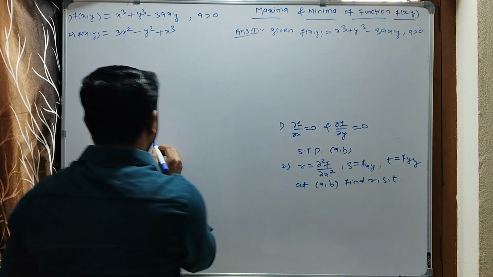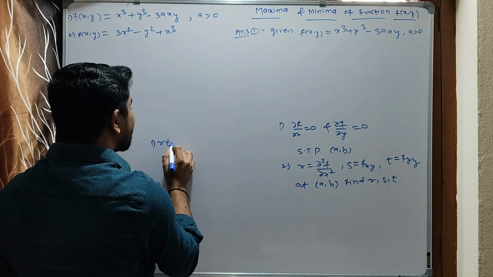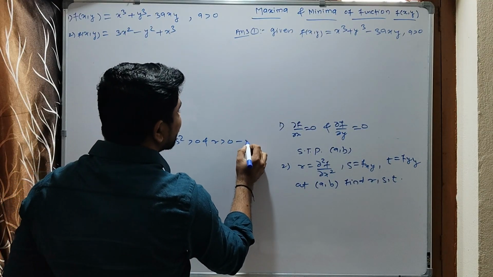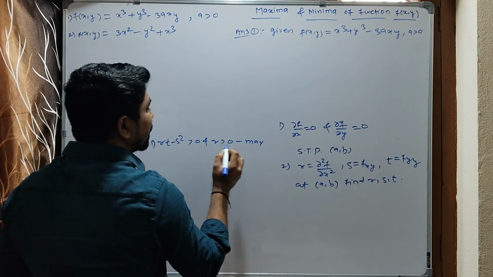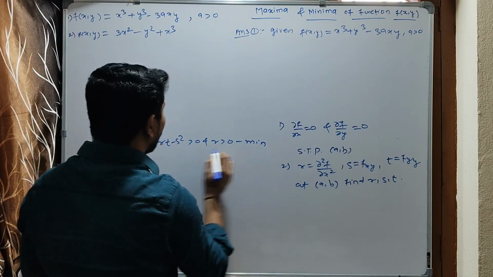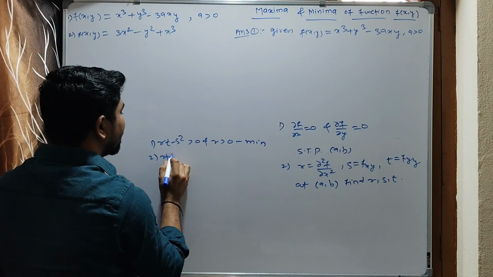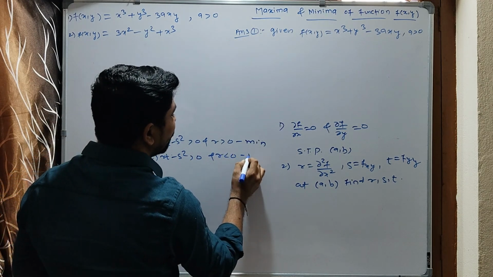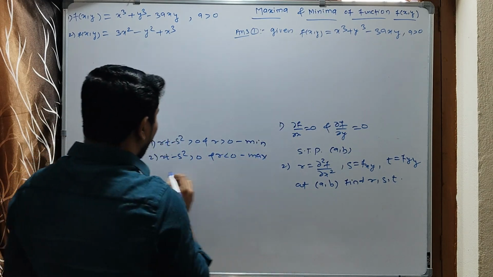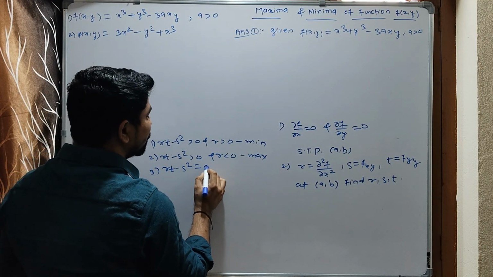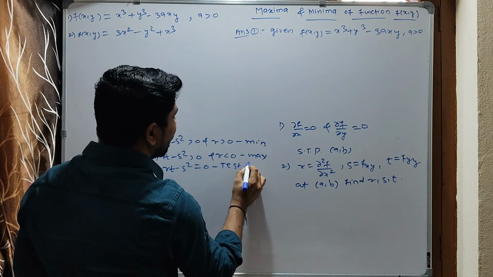After that, check: r t minus s square is greater than 0, and if r is greater than 0, then the function has minima. Second, if r t minus s square is greater than 0 and r is less than 0, the function has maxima. And third, if r t minus s square equal to 0, the test fails.